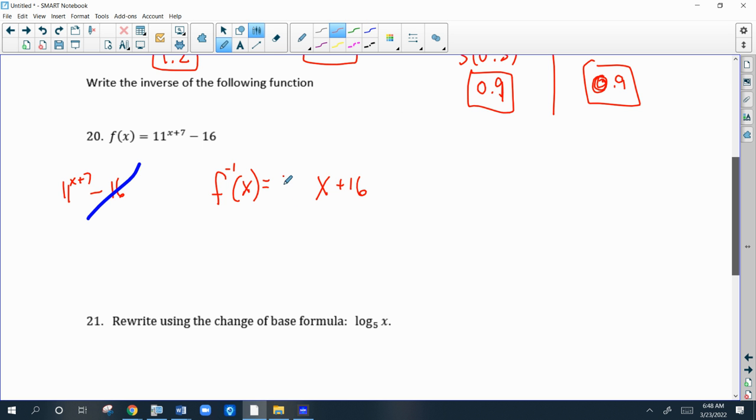So log base 11. But remember, when you're dealing with inverses, whatever you do, you have to do it to the whole side. So make sure you use these parentheses. So first we added 16. We log base 11 to get rid of 11 of the whole thing. And then we're left with x plus 7. So the last thing we have to do is subtract that 7 from the whole side. So let's just do it right here. Minus 7. And we're done because we're left with x, which is the whole idea.